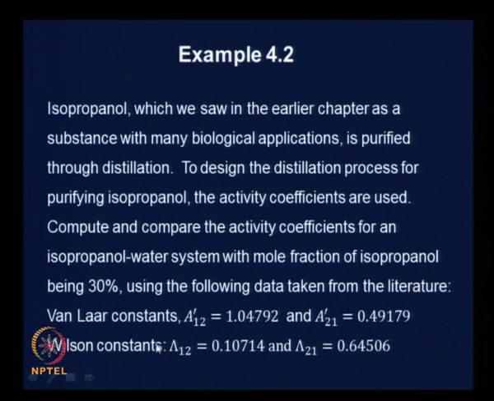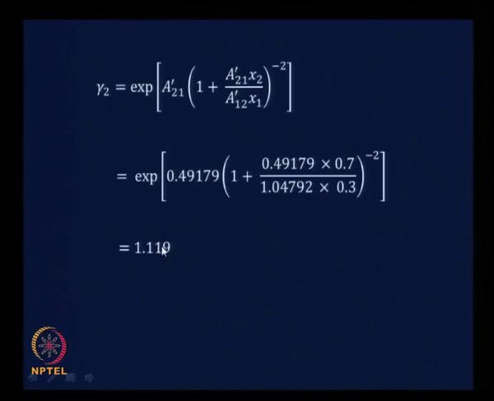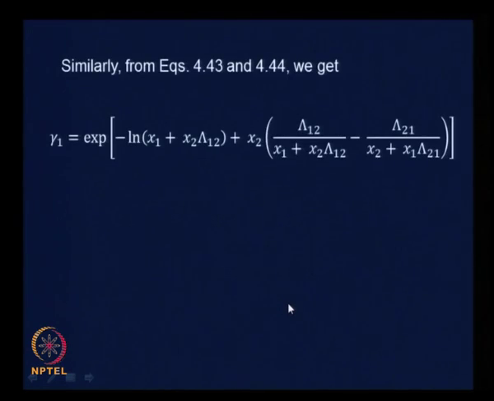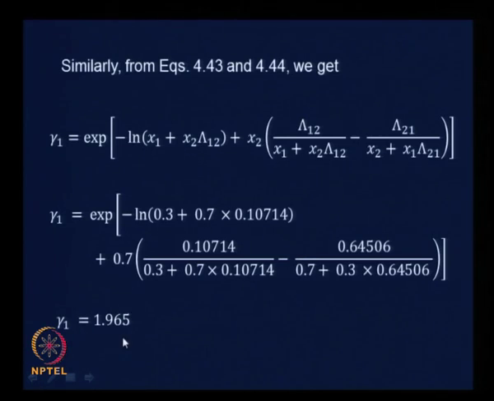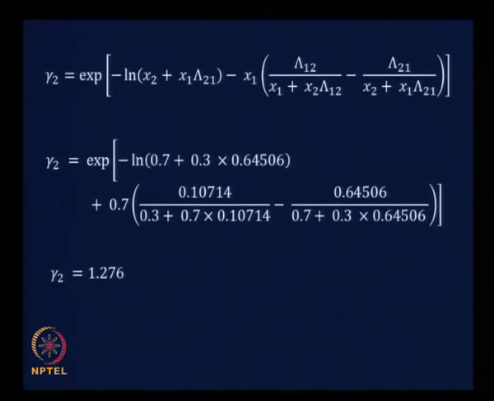The Van Laar constants and the Wilson constants for a particular condition were taken from the literature, and we went through the calculations. You went through it first and then I showed it to you. We found that in the Van Laar model gamma 1 was 1.331 and gamma 2 was 1.119, whereas using the Wilson model we got a gamma 1 of 1.965 and gamma 2 of 1.276. Of course, different models would give different gamma values, and to get better and better estimates, better and better models were developed, and some of the model names we saw in the earlier part of this particular subsection itself.